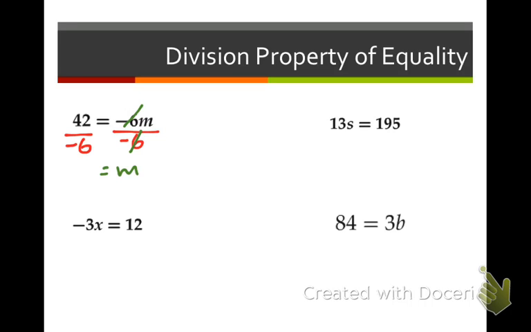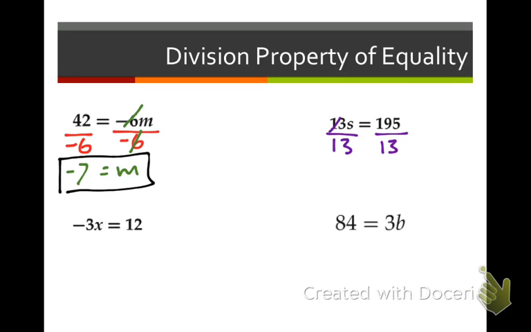And here, 42 divided by -6, is it -7? Yes, it's -7. Right? And that right there is our answer. So, once again, if you divide on one side by a number, you divide the other side by the same number. Here, we're going to solve for s, so we have to get rid of that 13. So, to get rid of that 13, we're going to divide both sides by 13.